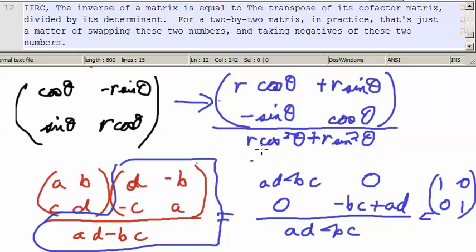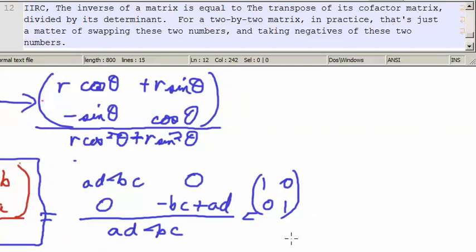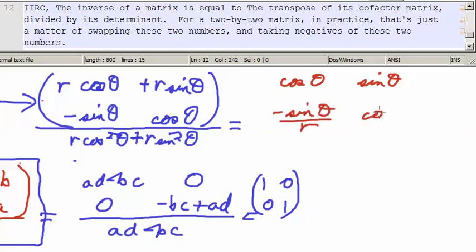So good news, the determinant has a very simple form in terms of r. Because cosine squared theta plus sine squared theta is 1, this will just be divided by r. So I'll be dividing everything by r. I'll have cosine theta, sine theta, negative sine theta over r, and cosine theta over r.